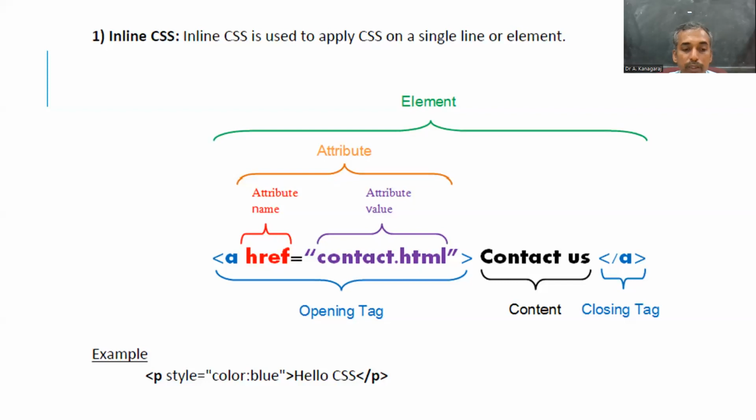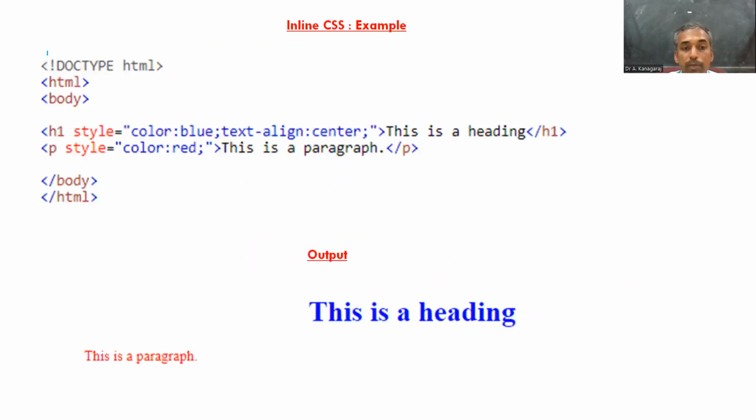See this example here, we have applied style for the paragraph element, that is style color: blue. So that means whatever content we are adding inside the paragraph tag, that content will be displayed in blue color. So here we have applied style for a single element. So that's why this concept is called inline CSS. So we will see another example.